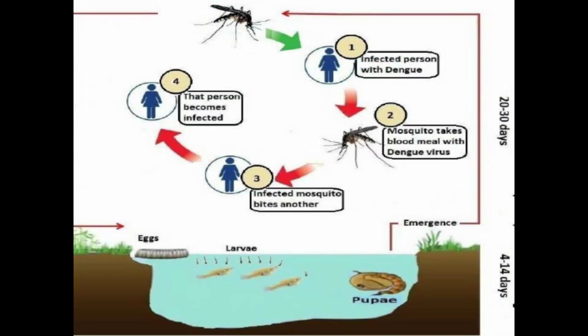Here are the diagrams for the transmission cycle, in which the upper right one in the circle shows an infected person with dengue, and secondly another mosquito takes a blood meal from the dengue virus infected patient. In the third, the infected mosquito bites another normal person, and the last one, that person becomes infected.